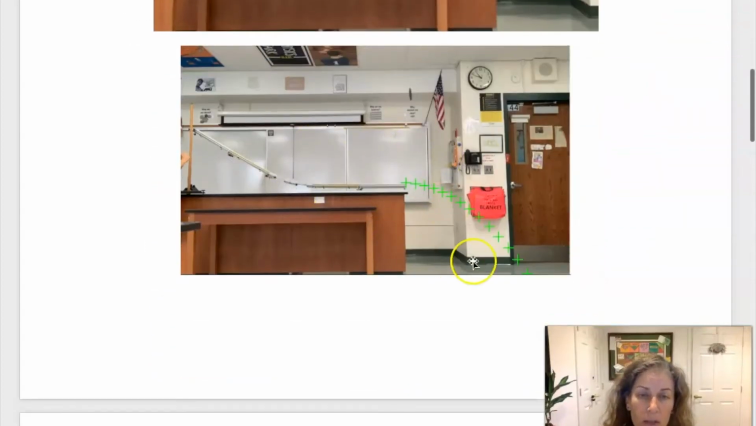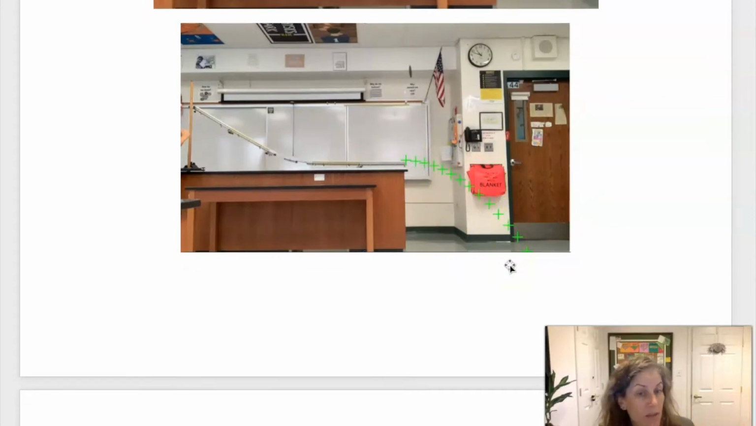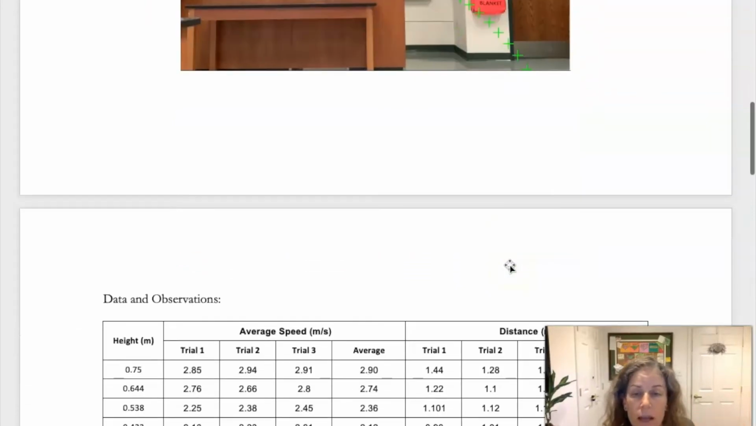And then I have a screenshot of my tracking. I include whatever it is I use. So I tracked the ball. You might have done this differently. There were several ways you could get the data.